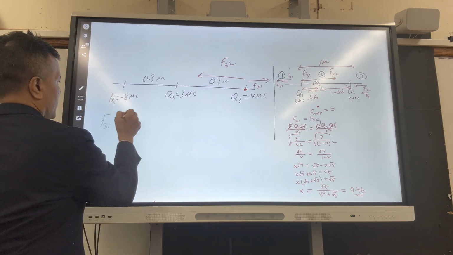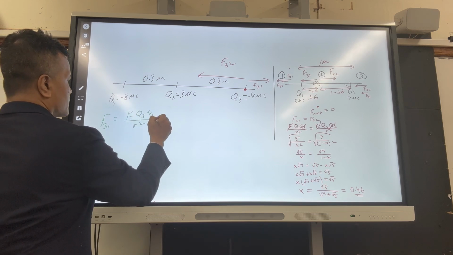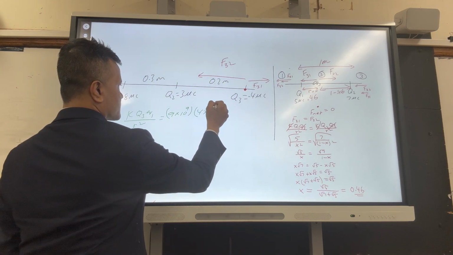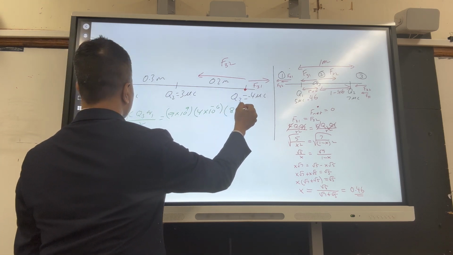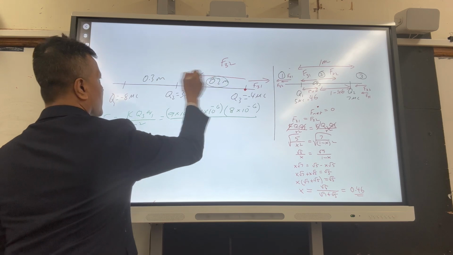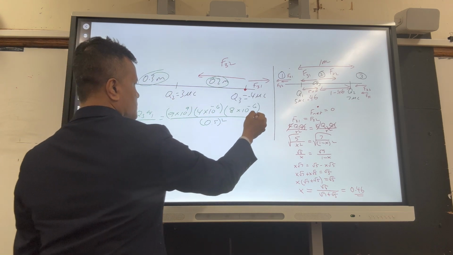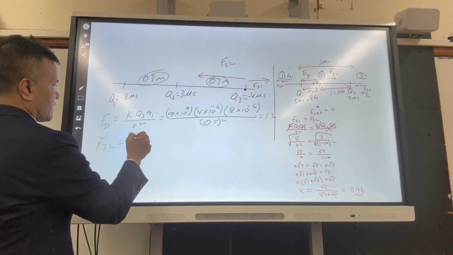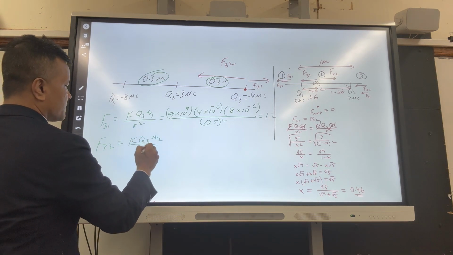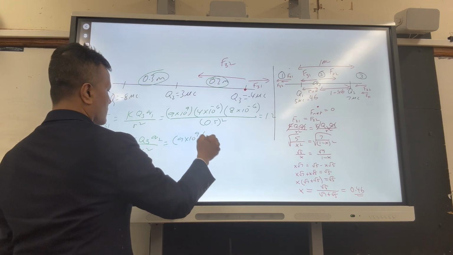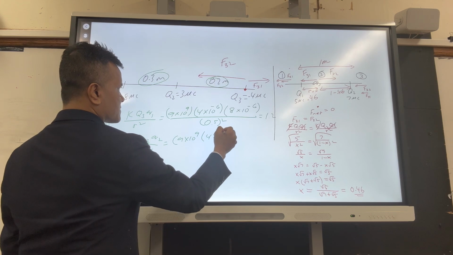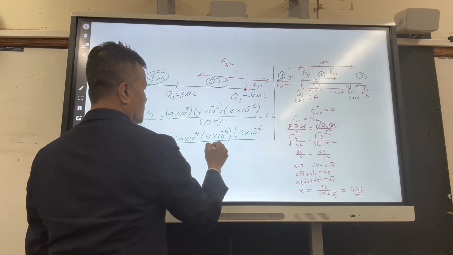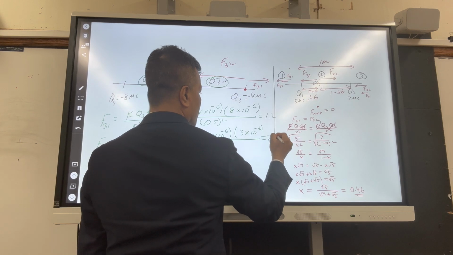Okay, alright, let's find F31. F31 is equal to K Q3 Q1 over r squared. So K is 9 times 10 raised to 9. Q3 is 4 times 10 raised to negative 6. Q1 is 8 times 10 raised to negative 6. Divided by 0.5 squared. So this is 1.2. F32 is equal to K Q3 Q2 over r squared. So 9 times 10 raised to 9, Q3 4 times 10 raised to negative 6, 3 times 10 raised to negative 6, divided by 0.2 squared. So this is 2.7.